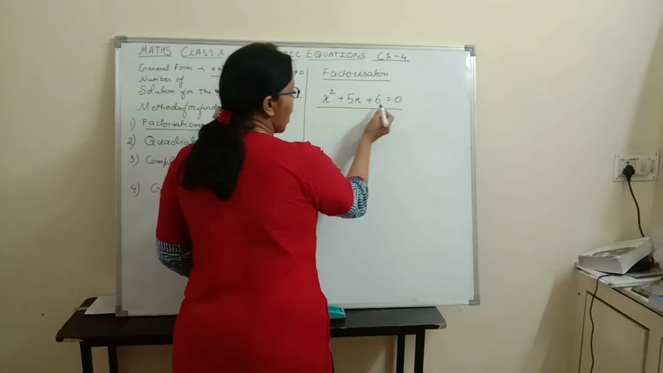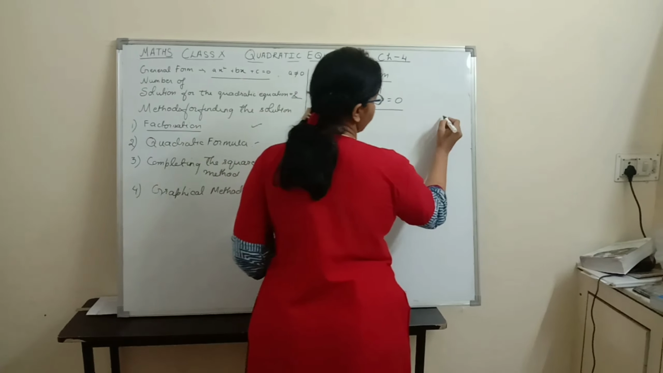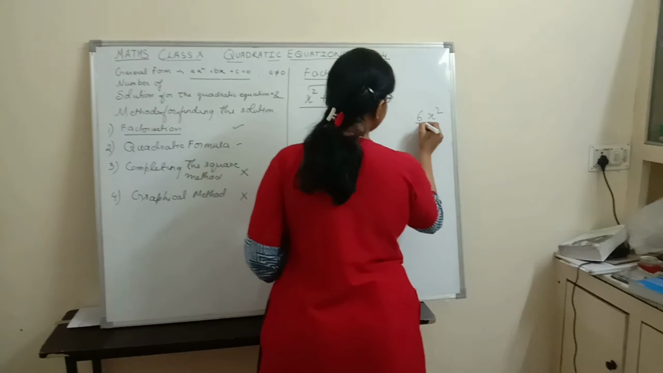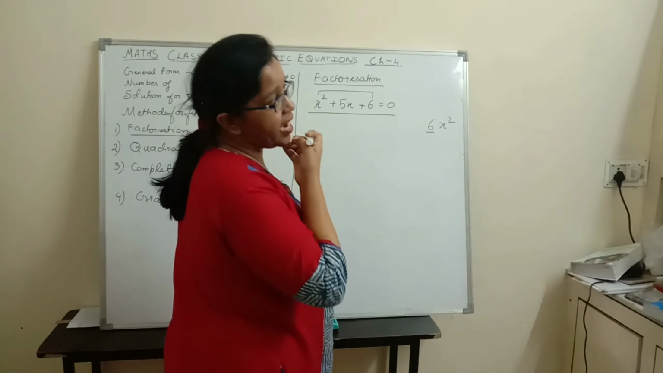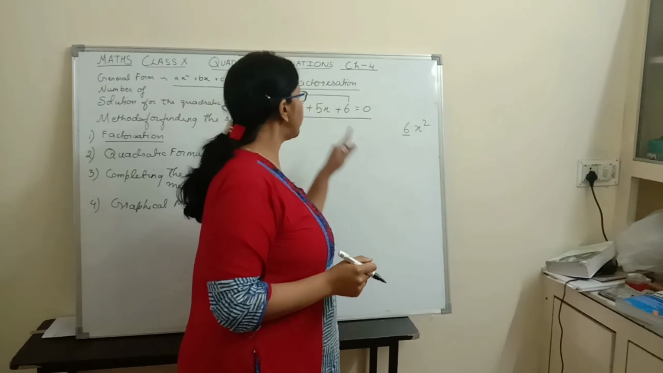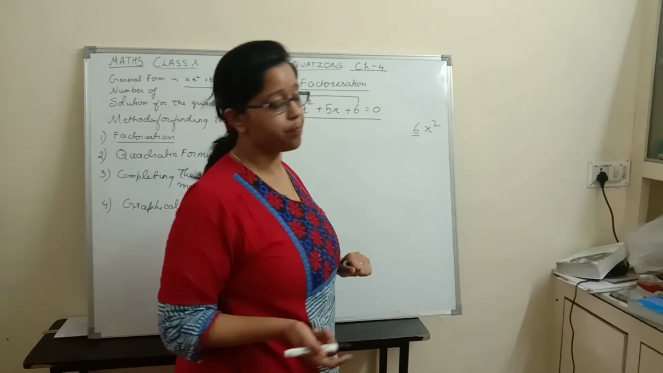So now how will we factorize? We will multiply the first term and the constant term, it has become 6x square. Now we have to split 6 in such a way that whatever two numbers you get, you add them to get this number, or you subtract them to get this number.